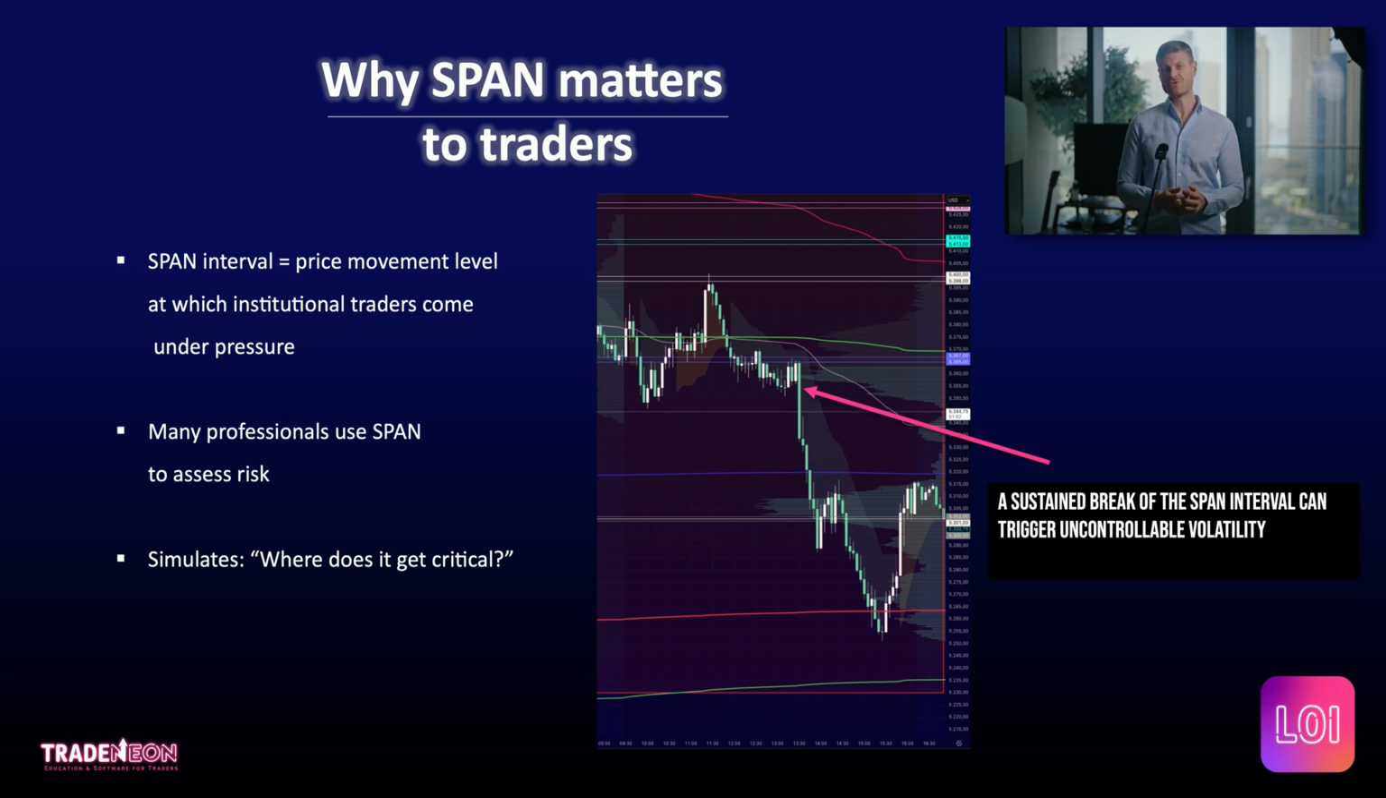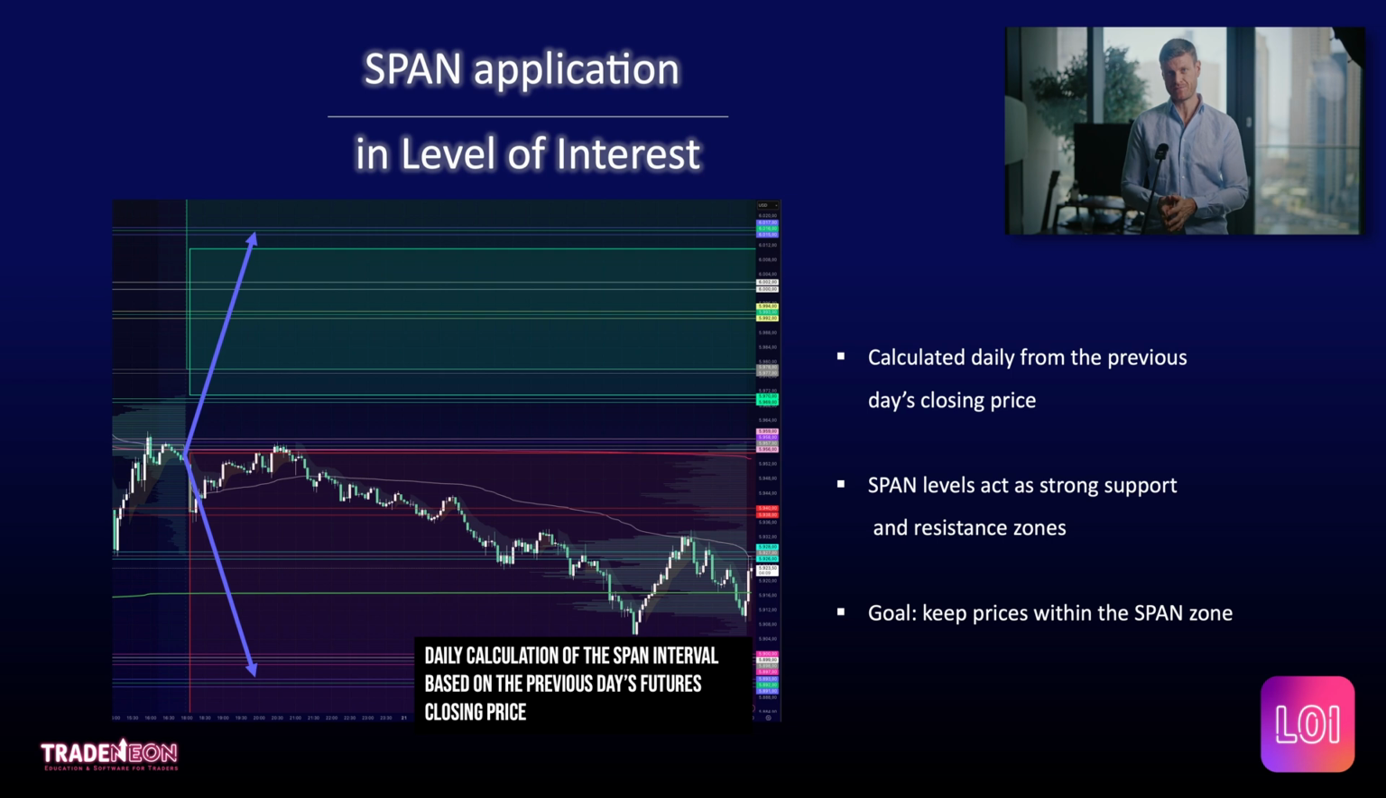Since numerous institutional trading parties use this value to calculate their own risk, the SPAN value can be used to simulate the price movement of the underlying that would put these institutional traders under pressure and confront them with margin calls. This SPAN interval is recalculated daily from the close of the previous day's electronic trading session. It offers us several advantages. First, we can view the SPAN interval prices as strong supports and resistances, since institutional traders will naturally be keen to keep the price within the SPAN price range, in which they will not come under pressure.